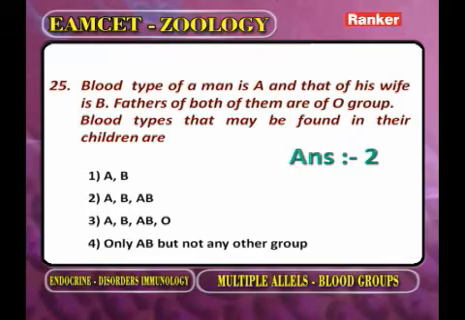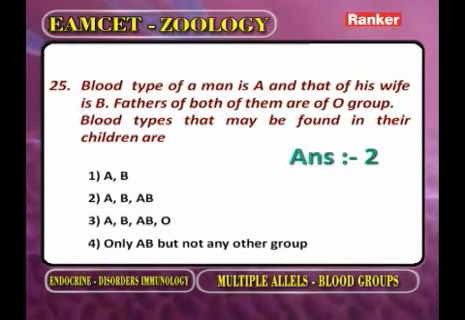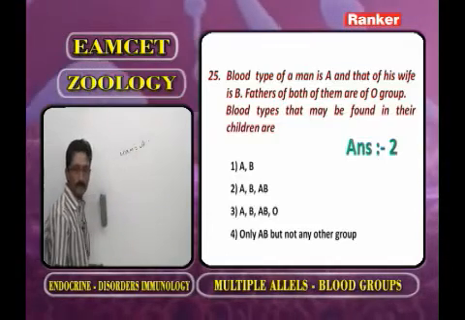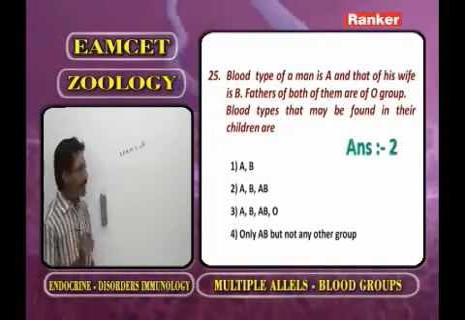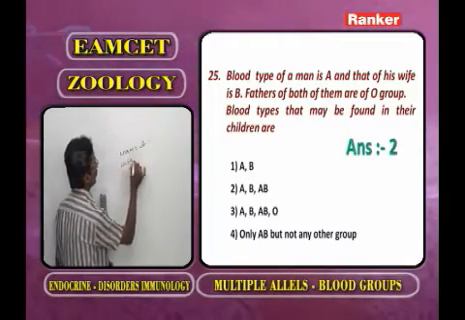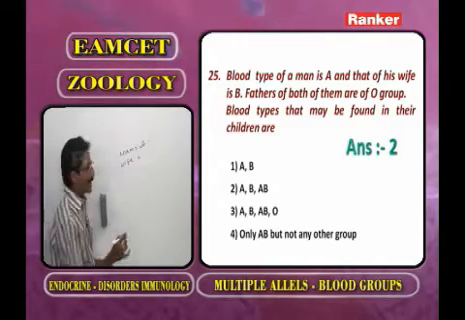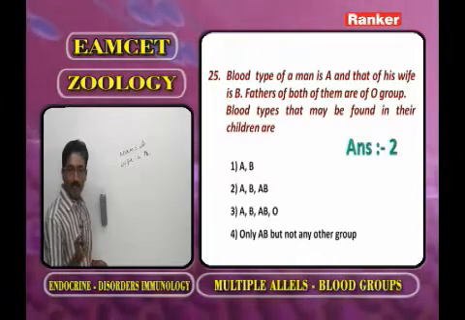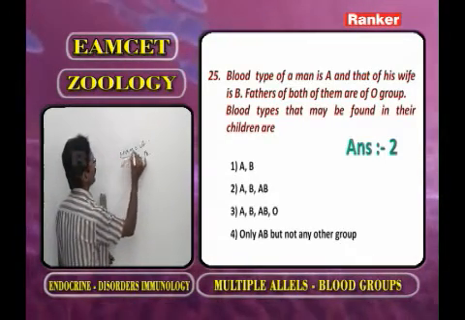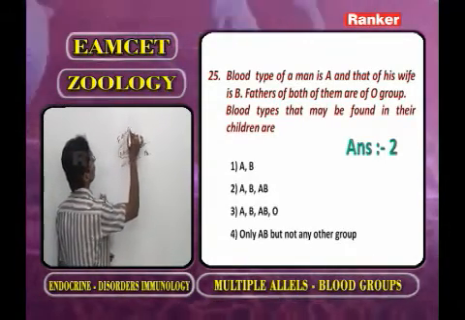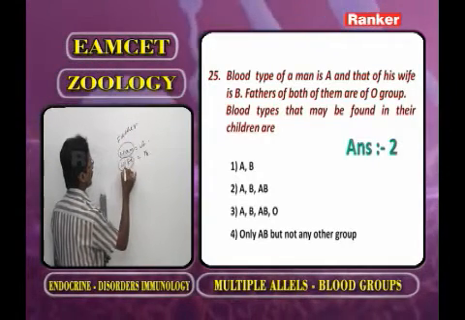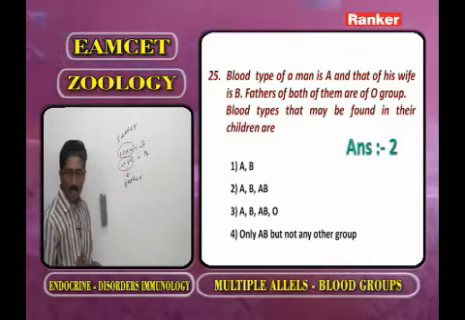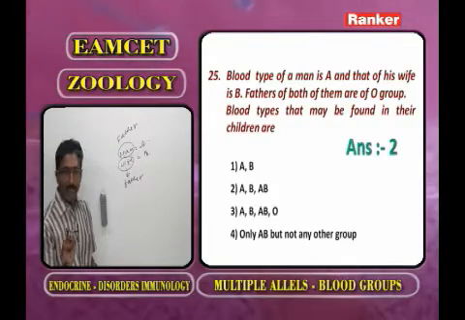You observe the question. Blood type of a man: the man's blood group is said to be A, and that of his wife, his wife's blood group is B. Now, the father of both of them, it means his father and her father, are O.